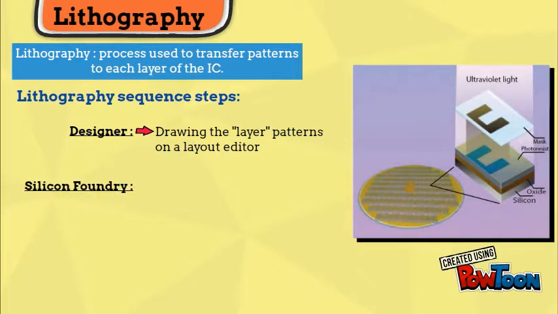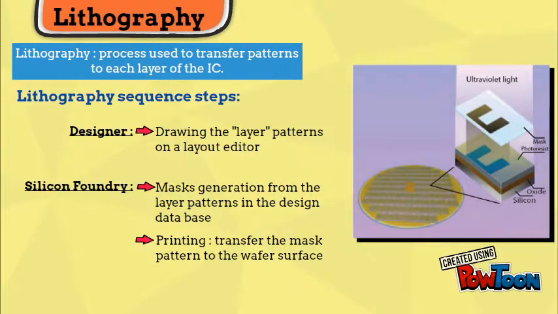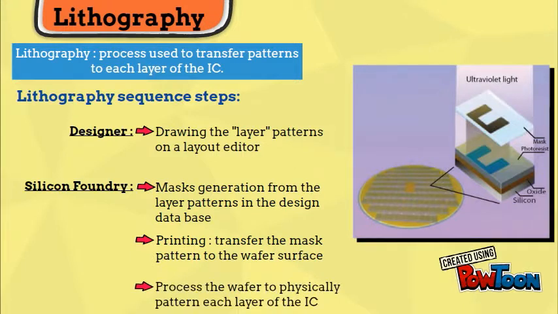Next, silicon foundry. Masks generation from the layer patterns in the design database. The function of printing is to transfer the mask pattern to the wafer surface. Process the wafer to physically pattern each layer of the IC.